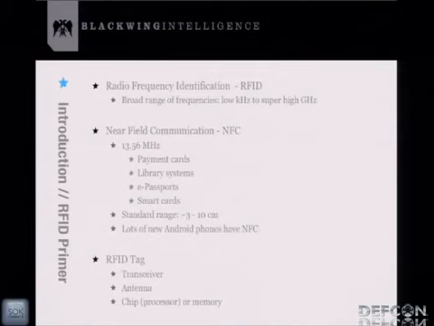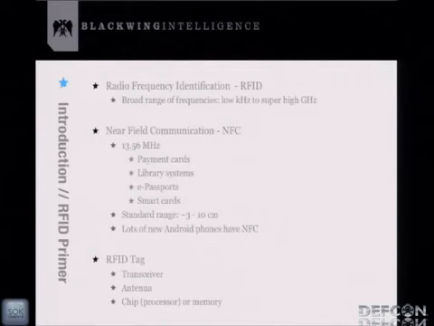So RFID operates in a broad range of frequencies, from the low kilohertz range all the way to the high gigahertz range. NFC in particular runs in the 13.56 megahertz range. The applications that typically you find running in this spectrum are payment cards, library systems, e-passports, smart cards, things like that. Now the standard read distance range is about 3 to 10 centimeters. Of course, there's been research out there where people have been able to increase the range.